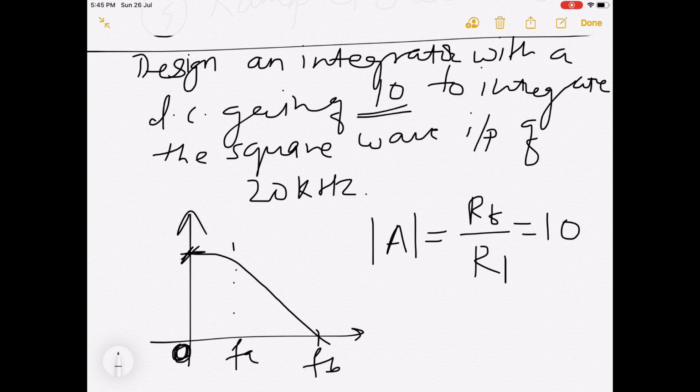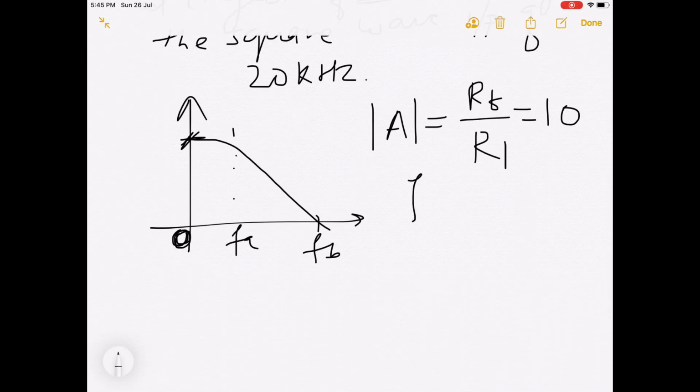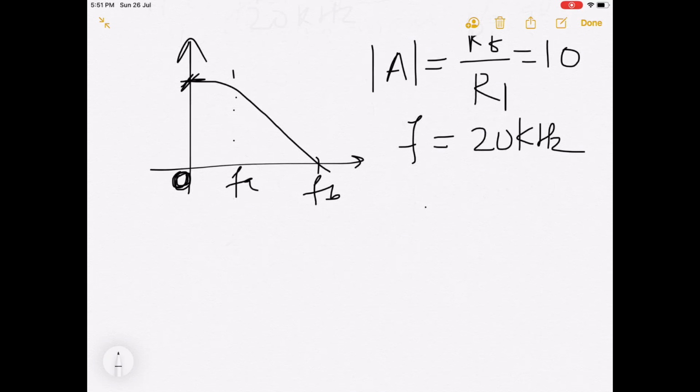Okay. So, frequency of square wave input given is 20 kilohertz. Here FA is here and FB is here, okay, and gain at 0 frequency is nothing but the DC gain 10. So, in the last point we have seen that DC gain RF by R1 is equal to 10, okay. So, here you can write RF by R1 is equal to 10.